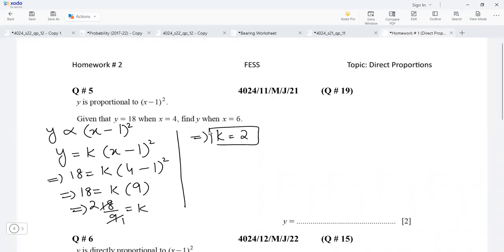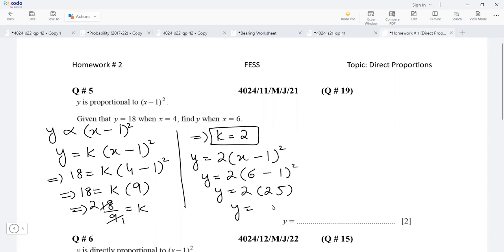Now we have to replace that value of k into the equation connecting y and x. So we can write y equals to 2 times (x minus 1) whole squared. This is the equation connecting x and y, or we can say the expression of y in terms of x. So we have to find y. Just write down y as it is and replace x with 6. So (6 minus 1) whole squared. 6 minus 1 is basically 5, and 5 squared is 25. So 2 times 25 results in 50. So this is the answer for y.